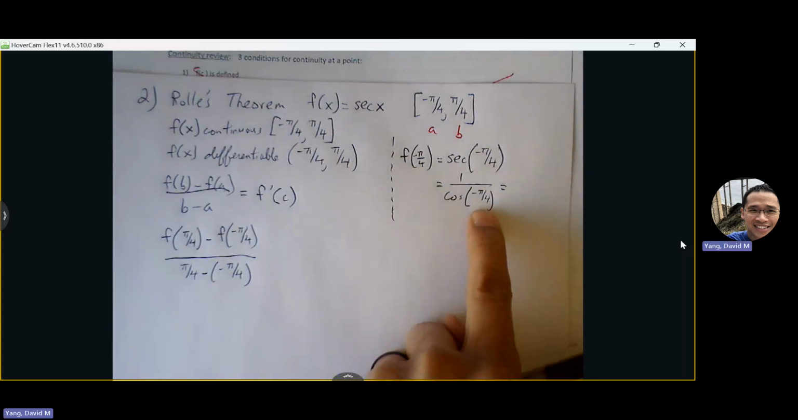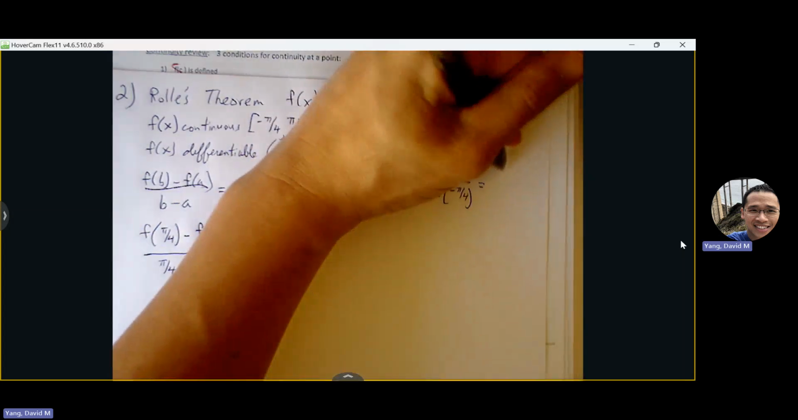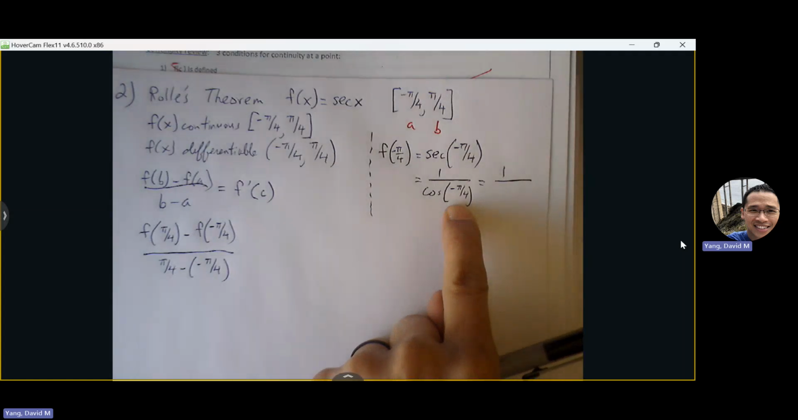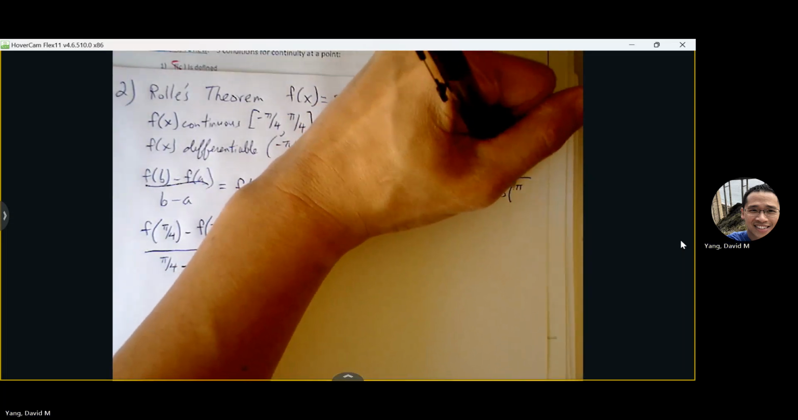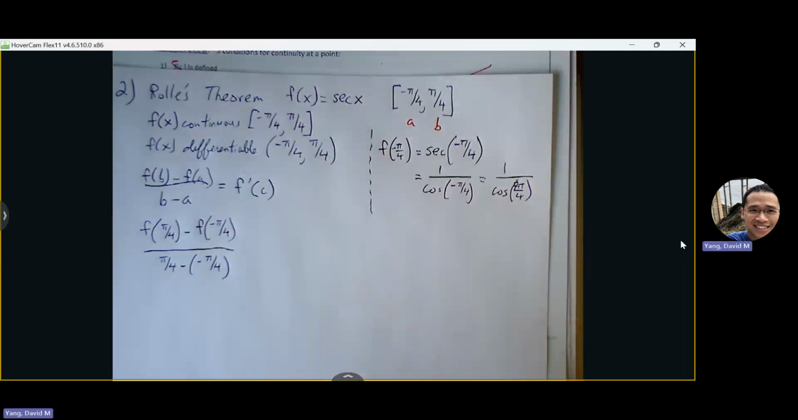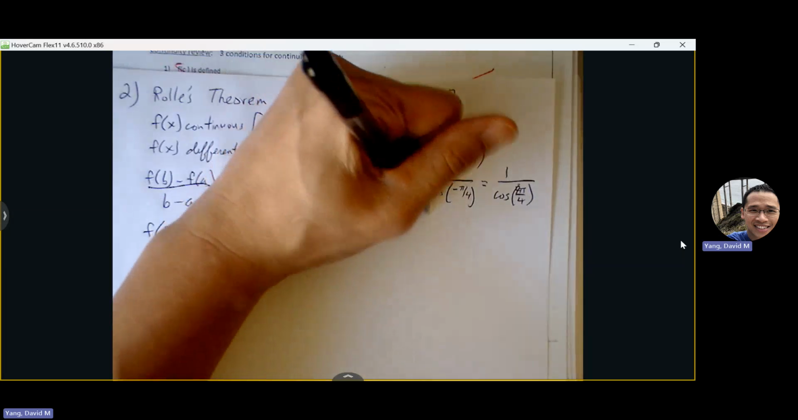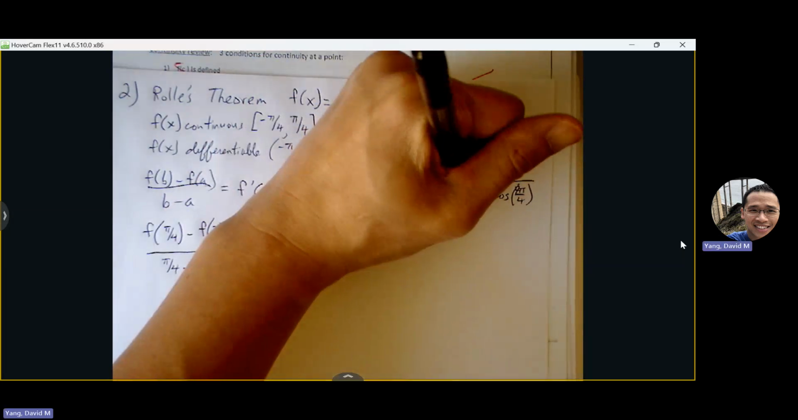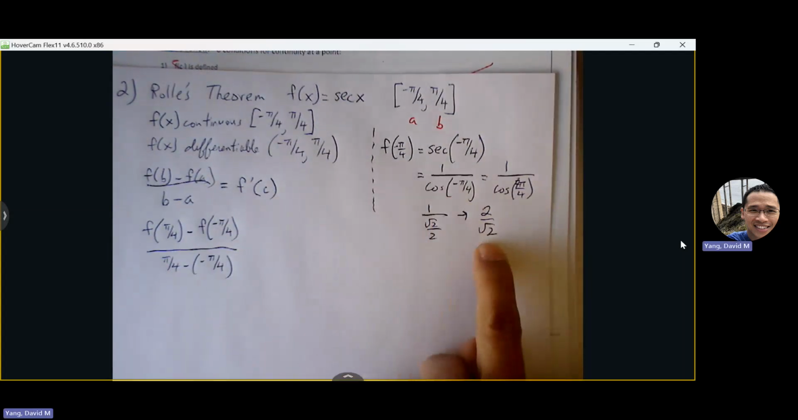If you don't recognize negative pi over 4, you can always add 2 pi to it to get into that 0 to 2 pi range. That feels more familiar. So if I add 2 pi to negative pi over 4, it's basically 8 pi over 4 minus pi over 4, which is 7 pi over 4. And we know that cosine in the fourth quadrant is going to be positive. We get root 2 over 2, and root 2 over 2 in the denominator. Flip it, the same thing as 2 over root 2. So we know f of negative pi over 4 is 2 over root 2.